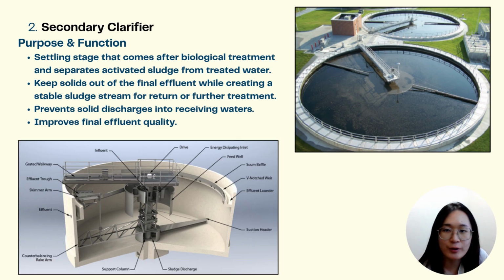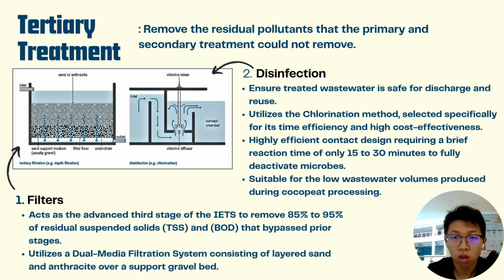The second section of the treatment is the secondary clarifier. It adds a settling stage that comes after the biological treatment and separates the activated sludge from treated water. It keeps solids out of the final effluent while creating a stable sludge stream for return or further treatment. It also prevents solid discharge into the receiving water and improves the final effluent quality.